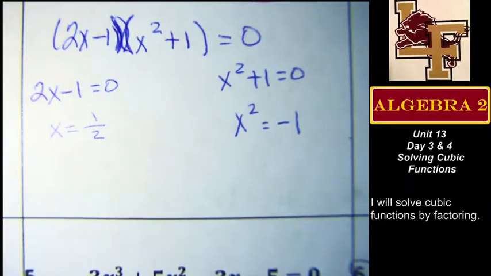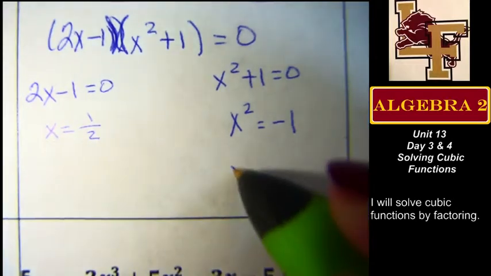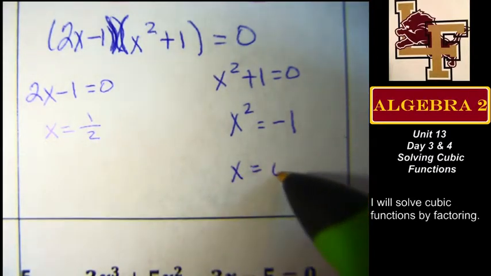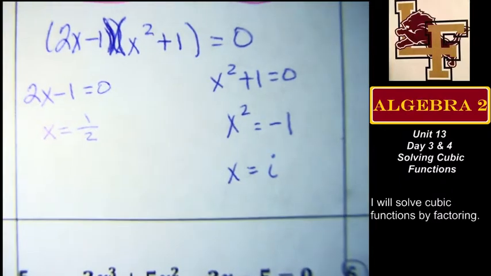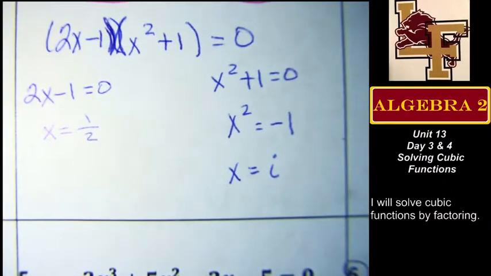Okay, not 1, because 1 squared is positive 1, and not negative 1 either, because negative 1 times negative 1 is positive 1. There's no real number that does this, so this was our imaginary number. X equals i. Because the property we assign to this little letter i, the imaginary number symbol, is that when I square it, it spits out a negative 1.